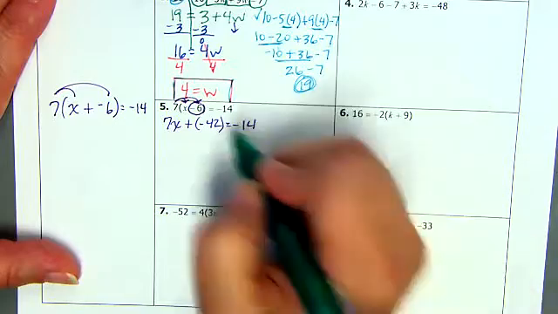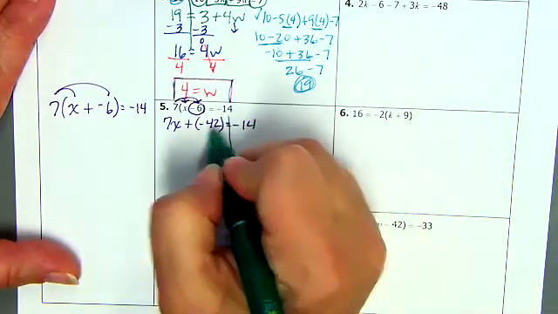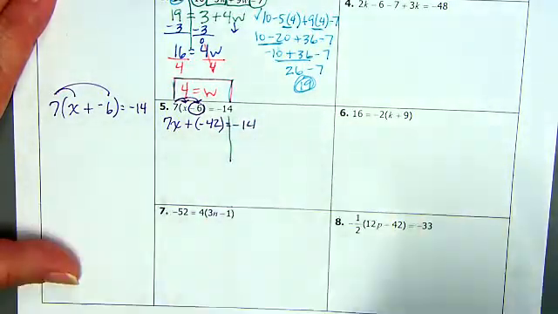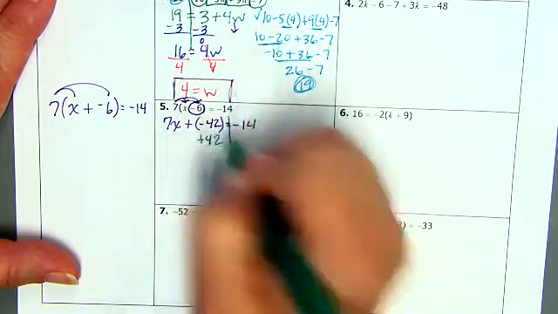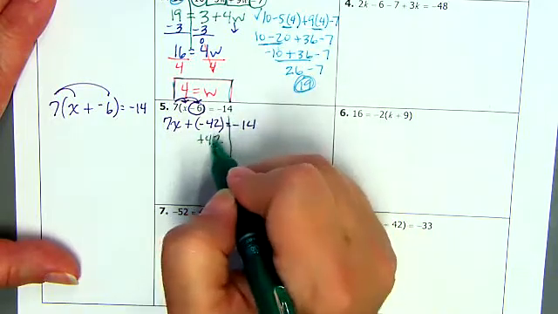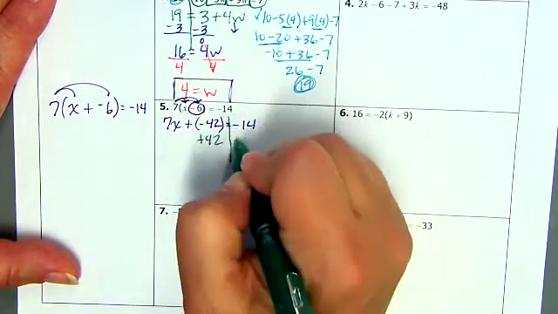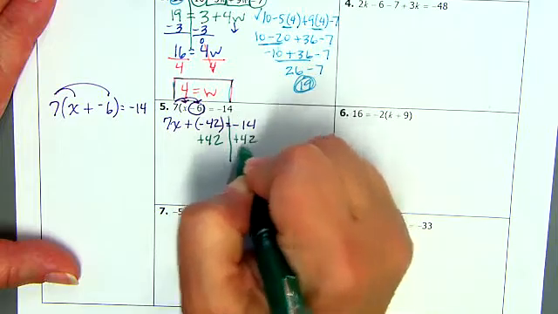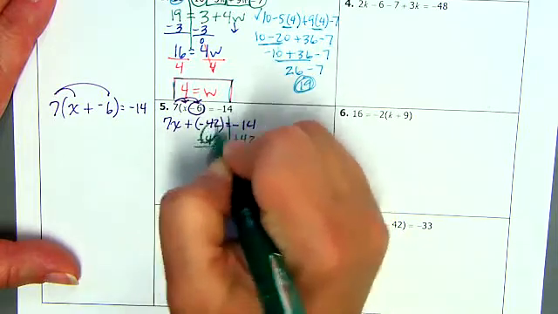And now we solve. Equation wall, that's a negative 14. How do I get from negative 14 back to 0? I'm going to add 14. Must be thinking about that 42. Okay, so I'm going to add 42 to both sides. This ends up equaling 0.